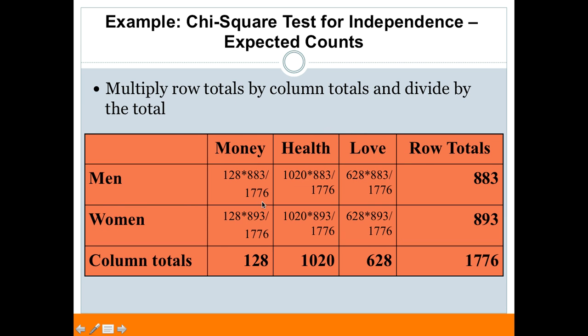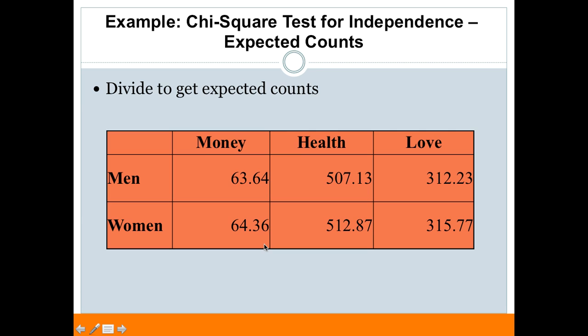And then what you do is you take, for example, if we're interested in this one right here, the men who said that they would value money, you take the column total, which is 128, multiply it by the row total, which is 883, and then divide by the table total of 1776. For example, with women who chose money, we would take 128, which is your column total, times 893, which is your row total, and divide by 1776. So that's going to give you expected counts in each place. So we would expect 63.64 men to answer money, 507.13 men to answer health, and so on.